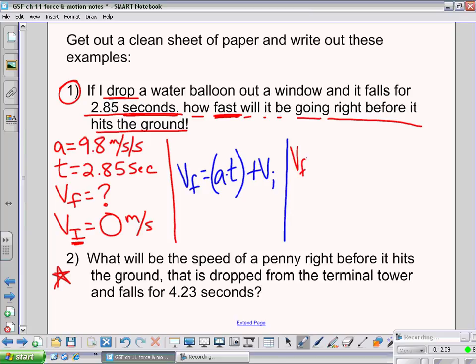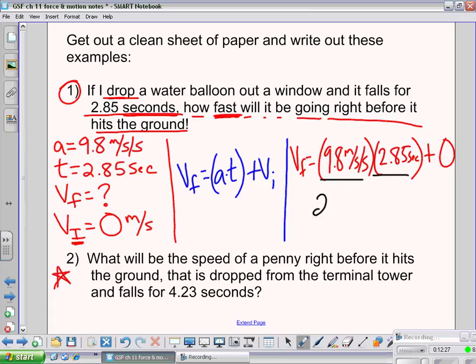And then we'll say our VF equals our A, which is the 9.8 meters per second squared, times our 2.85 seconds, and then plus our 0 meters per second. So if you get out your calculator, 9.8 times 2.85 is 27.9. I rounded it to just 3 sig figs there, 1, 2, 3. And seconds on bottom cancel seconds on top, plus the 0 meters per second. Our answer is 27.9 meters per second.